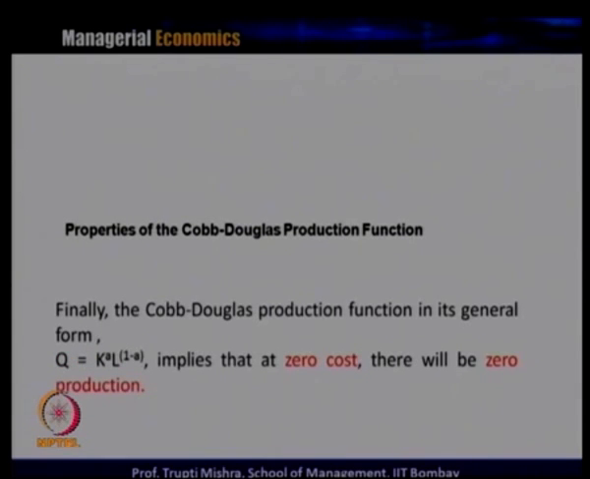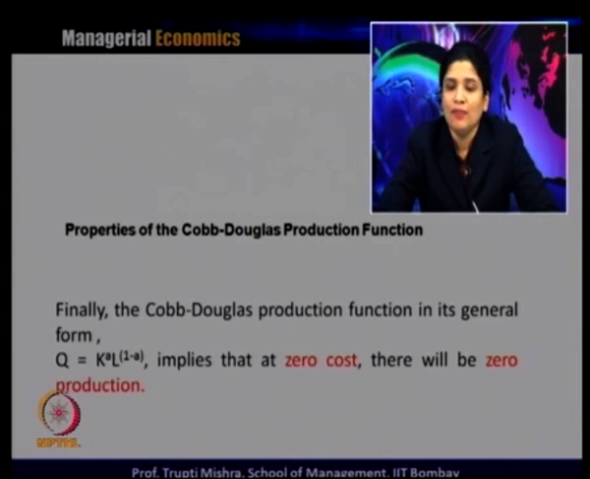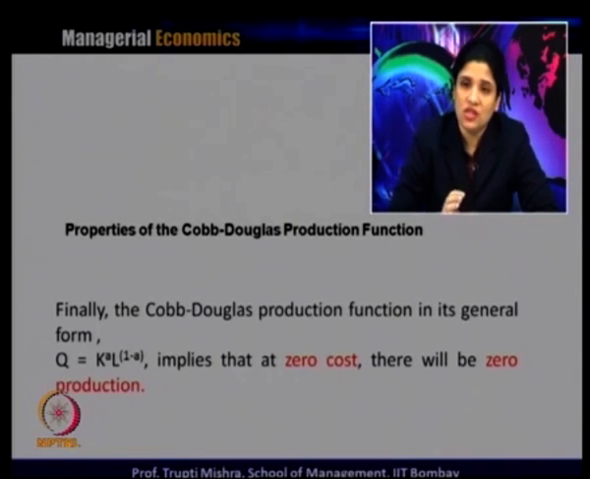Finally, the Cobb-Douglas production function, its general form, that is Q is equal to K to the power A, L to the power 1 minus A, implies that at 0 cost there will be 0 production, because the value of intercept, or the value of the constant, is missing here. So, if in the general form Q is equal to K to the power A and L to the power 1 minus A, it implies that at 0 cost there will be 0 production, because the constant value is missing over here.